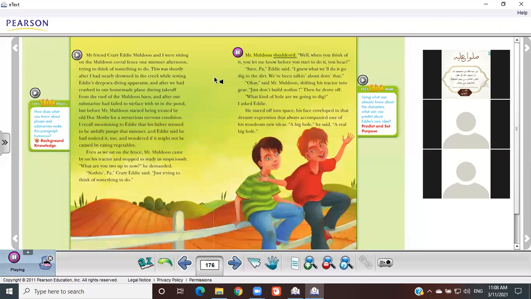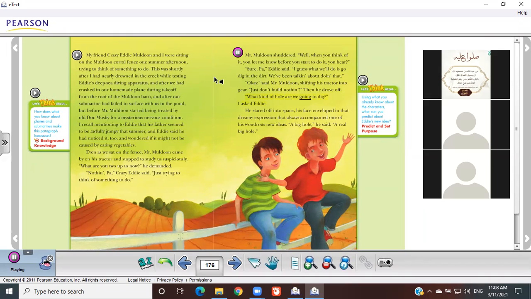Mr. Muldoon shuddered. "Well, when you think of it, you let me know before you start to do it, you hear?" "Sure, Pa," Eddie said. "I guess what we'll do is go dig in the dirt. We've been talking about doing that." "Okay," said Mr. Muldoon, shifting his tractor into gear. "Just don't build nothing." Then he drove off.